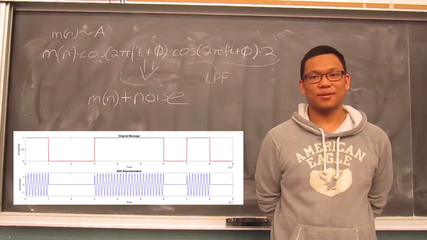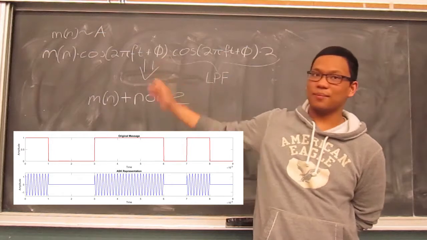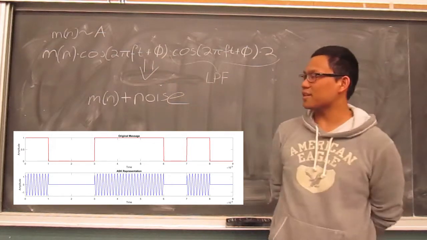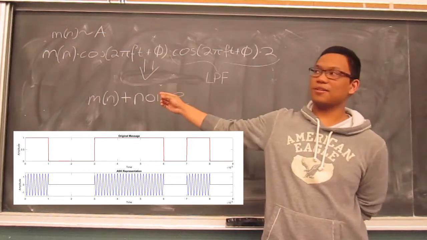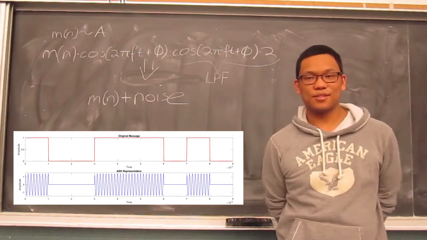Binary amplitude shift keying, or BASK for short. In ASK, the message is proportional to the amplitude of the carrier signal. So here you see that the message times the carrier signal goes through a low-pass filter, which gives us just the message and the noise at the receiver end.